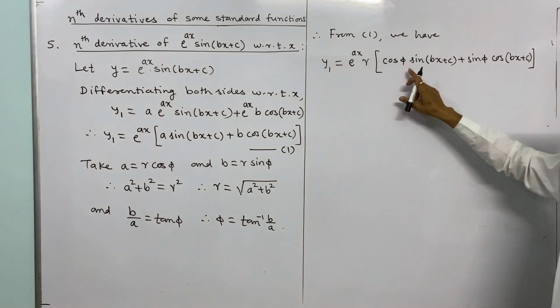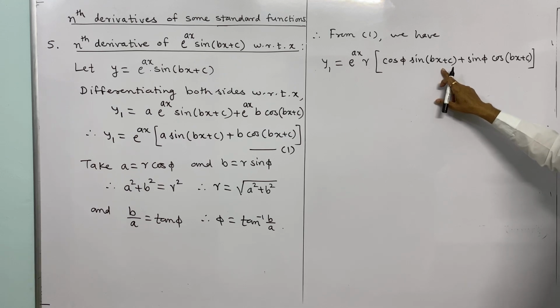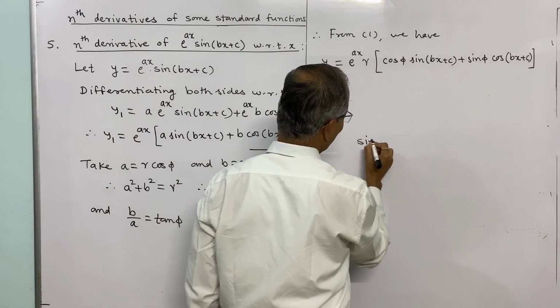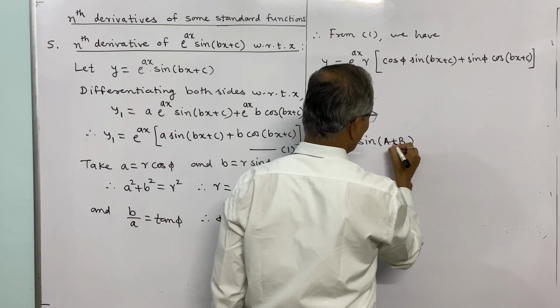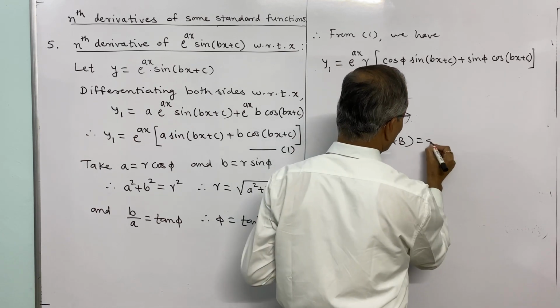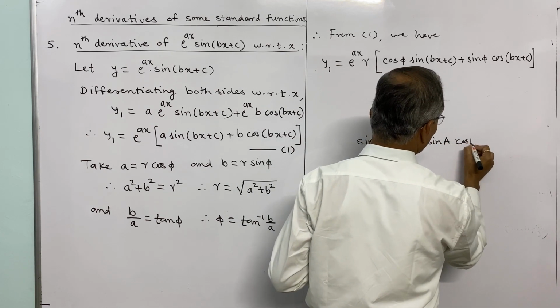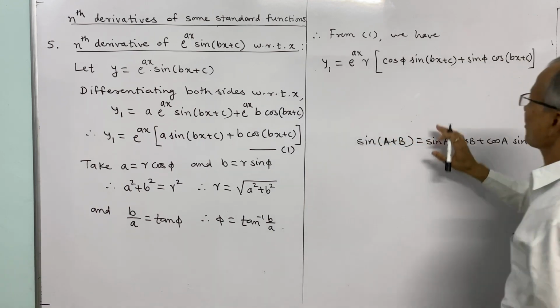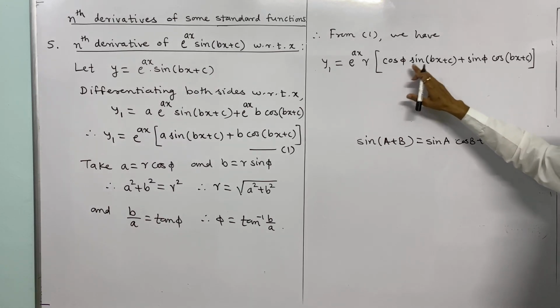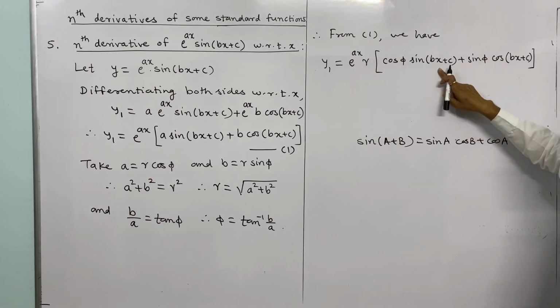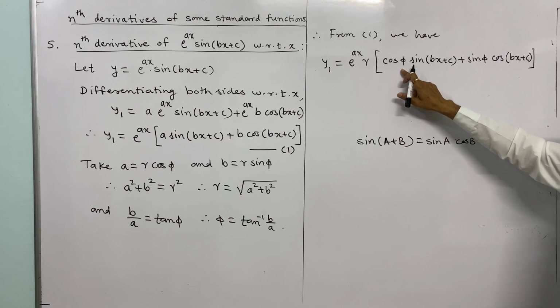It is cos phi sin of bx plus c plus sin phi cos of bx plus c, and this is the trigonometric formula. What is the trigonometric formula for sin of a plus b? It is sin a cos b plus cos a sin b. And it is of the same form: sin of bx plus c cos phi plus cos of bx plus c sin phi, which means a is here bx plus c and b is phi.